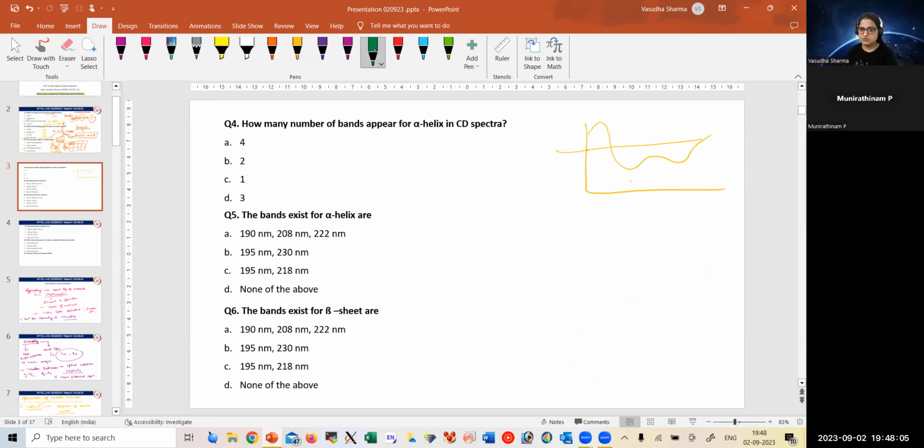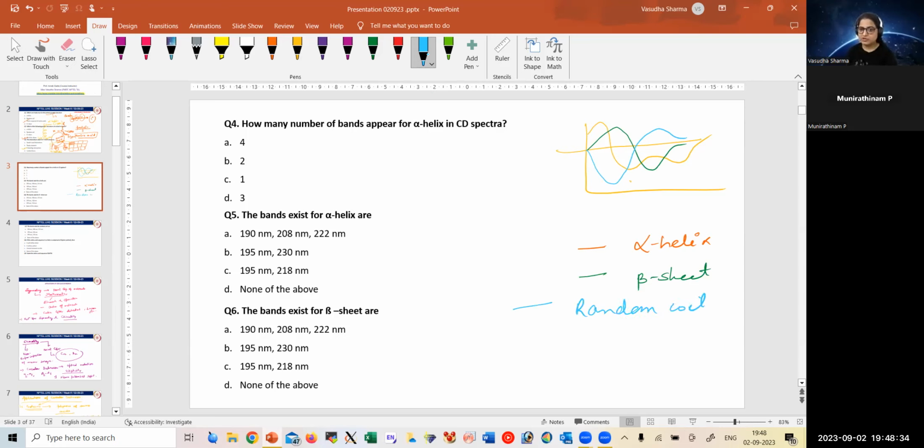Here is your beta sheet, and this sky blue is your random coil. So the orange one, you can consider the alpha helix. The green one is your beta sheet. This I've given you for reference. In the exam, they won't be giving anything for reference, so you have to remember this. This is your random coil.